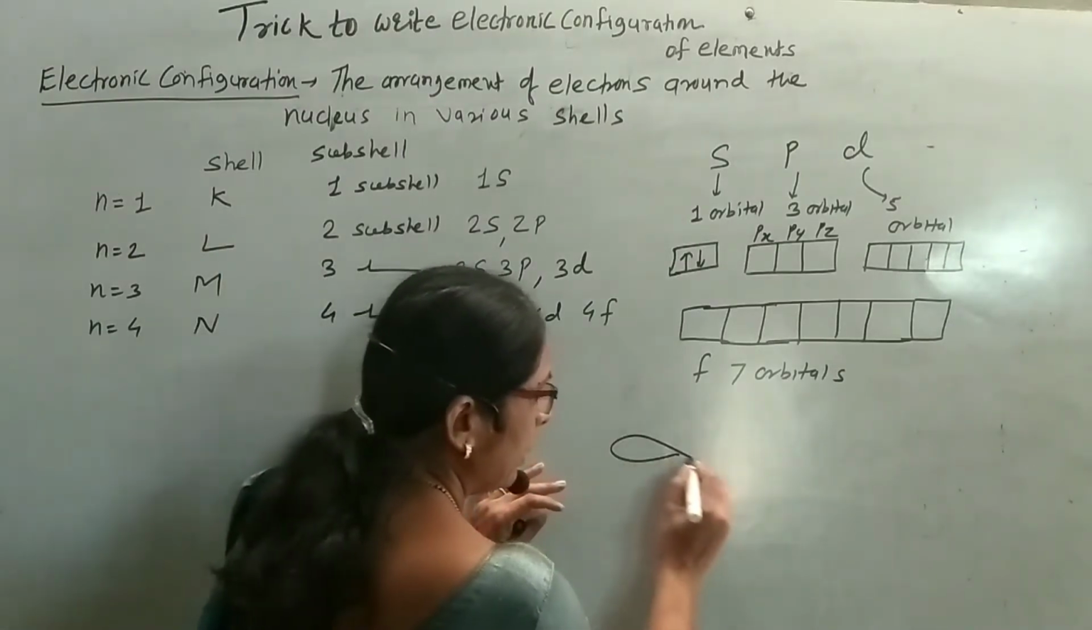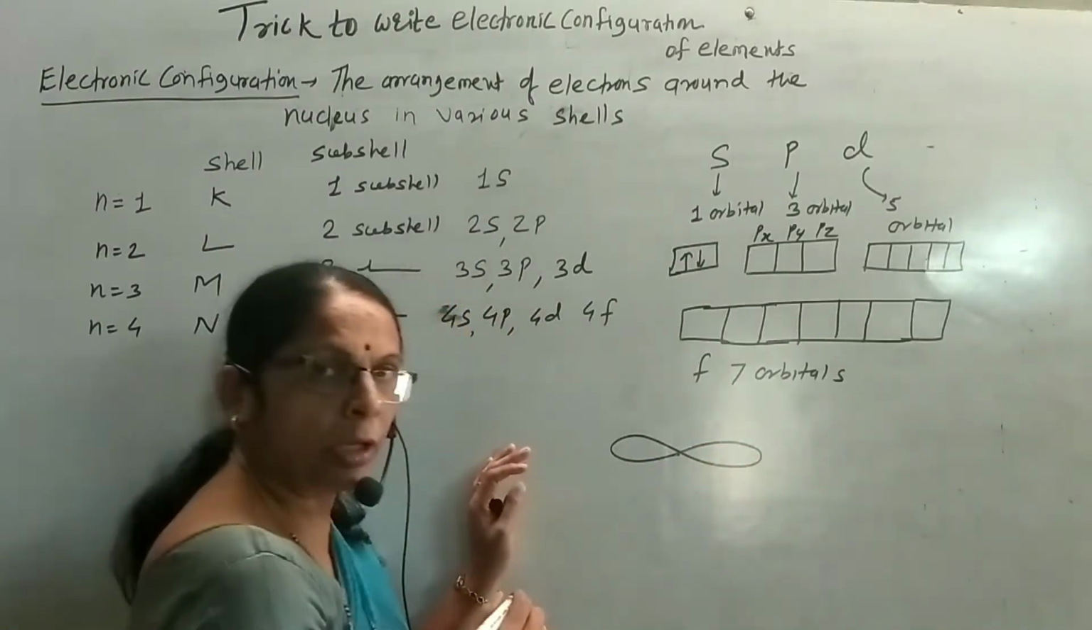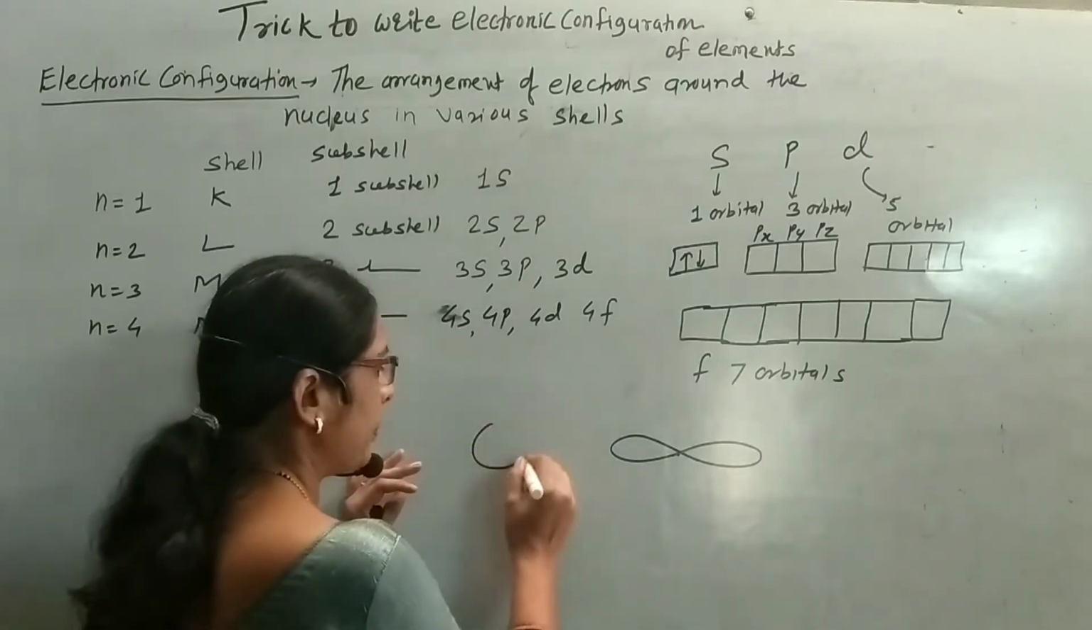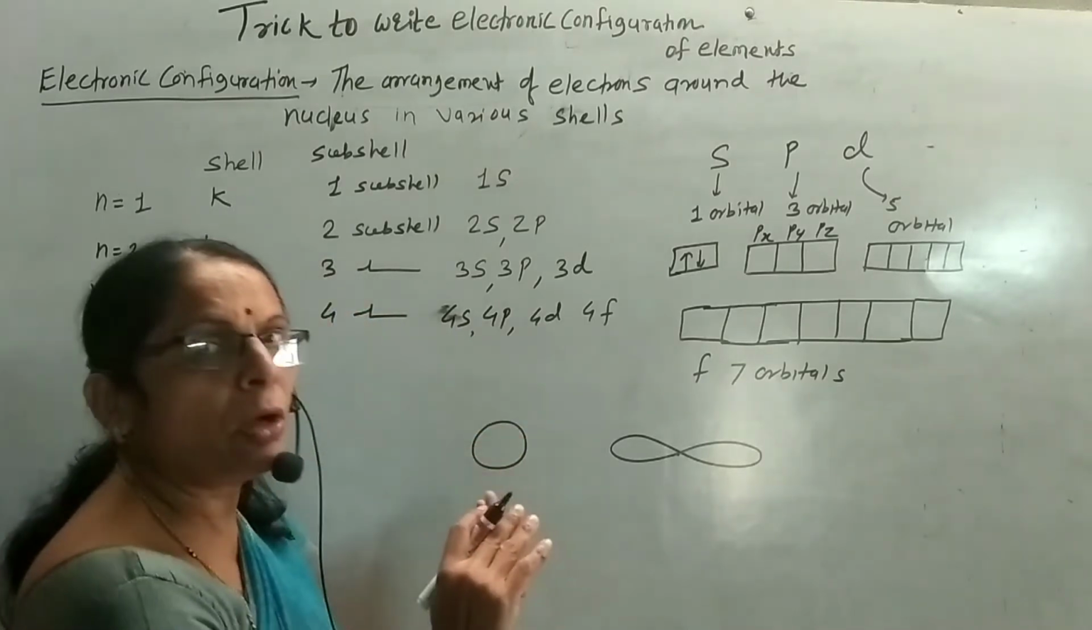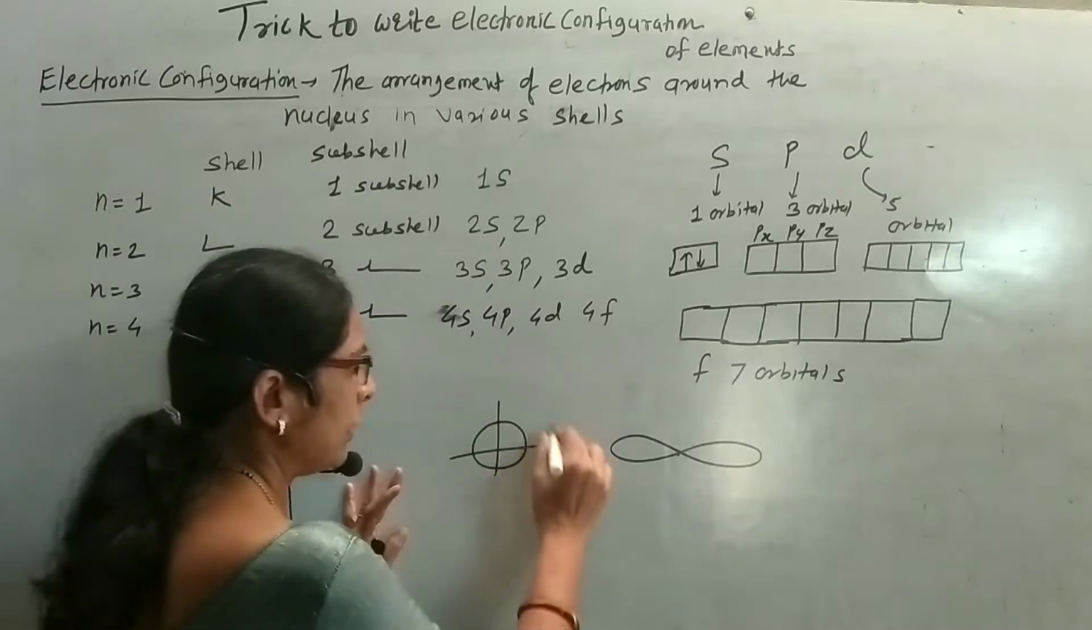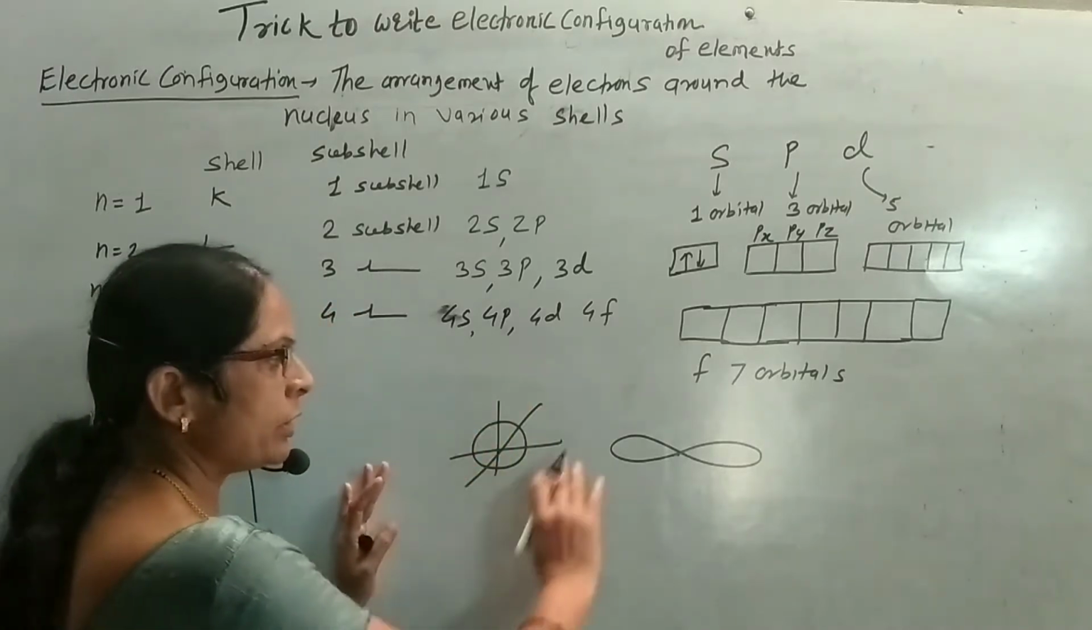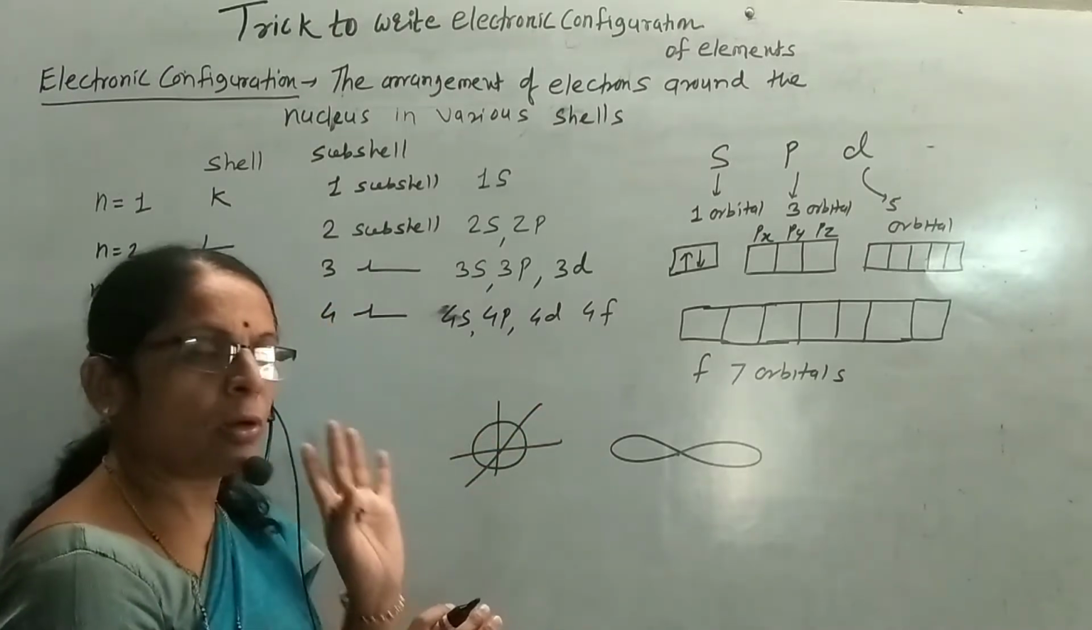The P subshell has a dumbbell shape. S has a spherical shape. The S will be symmetrical in all directions. So it is like this. So X, Y, Z, if you consider, it is symmetrical in all directions. It has only one orbital.